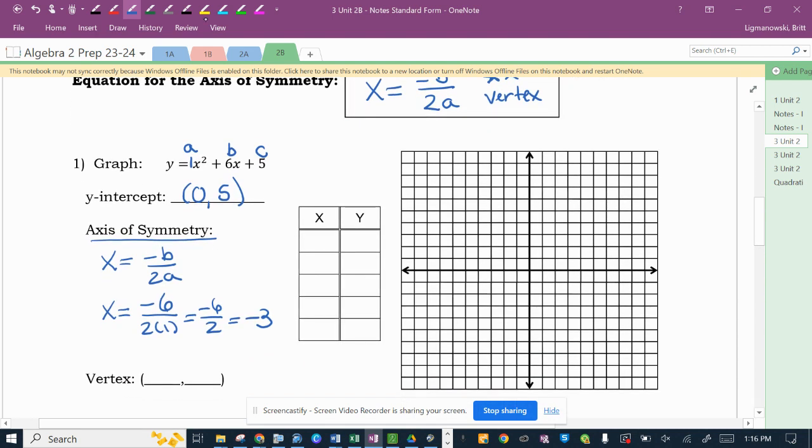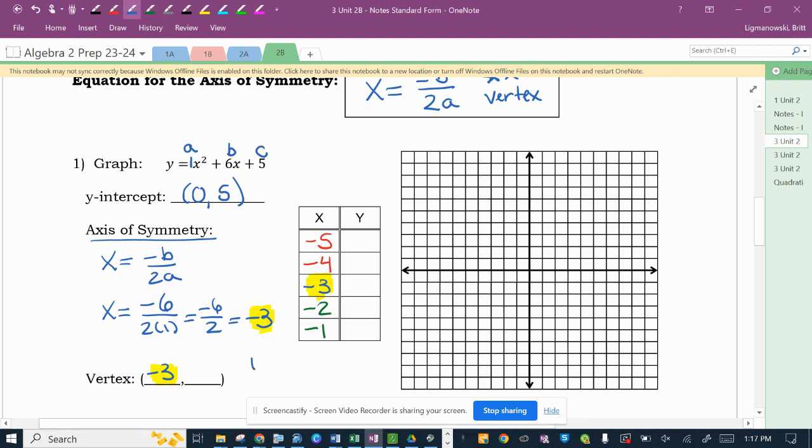Now from this point, keep in mind that this negative 3 is really important. It's going to be the x of my vertex. It's also going to go in the middle of my table. So I'm going to put negative 3 here, negative 3 here. Then I'm going to build my table around that negative 3. So put two numbers that are smaller, so negative 4 and negative 5, and two numbers that are bigger, negative 2, negative 1. Now, to find those y values, I need to plug in each of these x values.